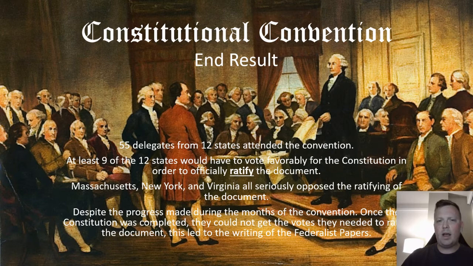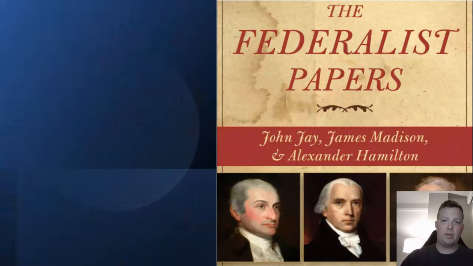So, as I said, we're reaching all these great compromises, but the end result is that the Constitution does not get ratified, right? So we have 55 delegates from 12 states attending, and at least 9 of the states have to vote, a majority, to ratify it. We do not get that. We have big holdouts in Massachusetts, New York, Virginia. These are all very large states that carry a lot of weight at this time. Pretty much all of the major states outside of Pennsylvania are not on board. So despite the progress that's made during the months of the convention, once the Constitution is completed, they can't get the votes they need. And this leads to the writing of the Federalist Papers.